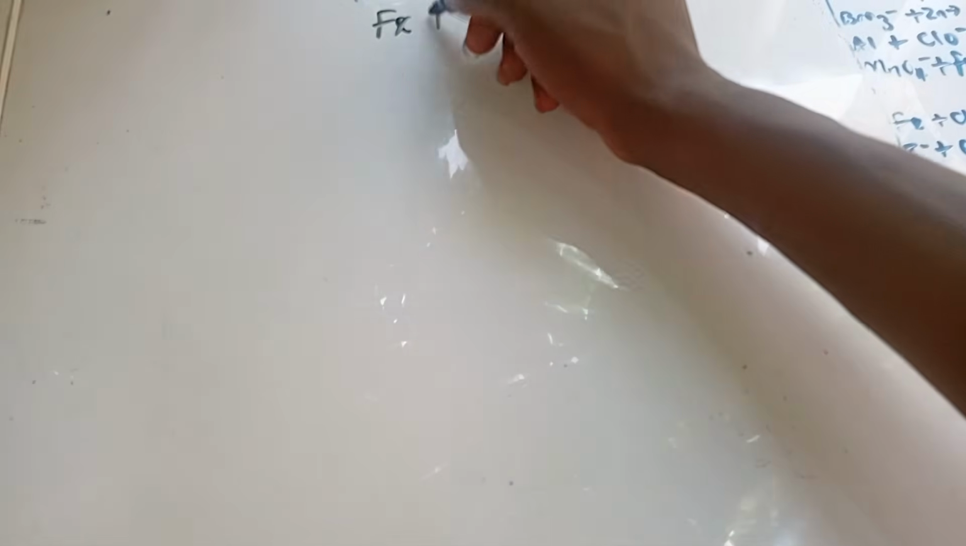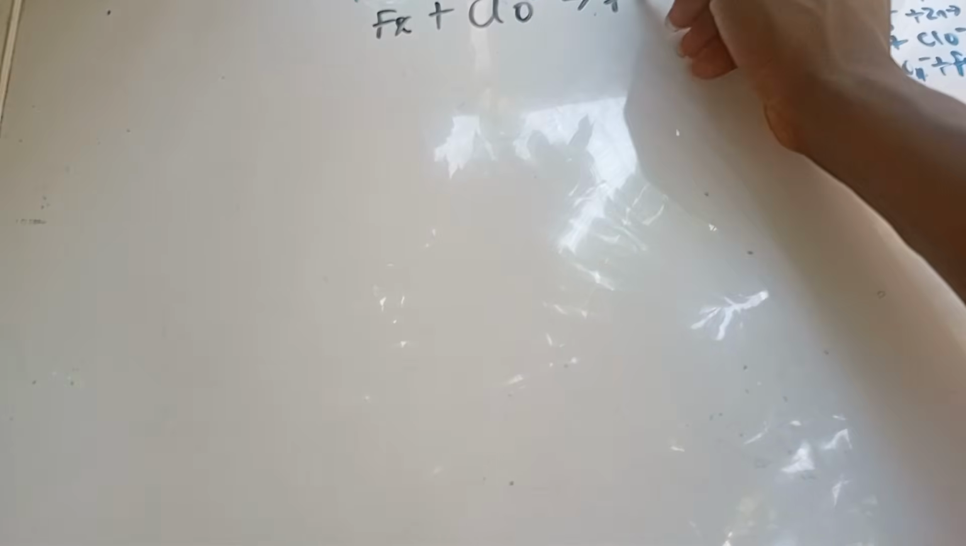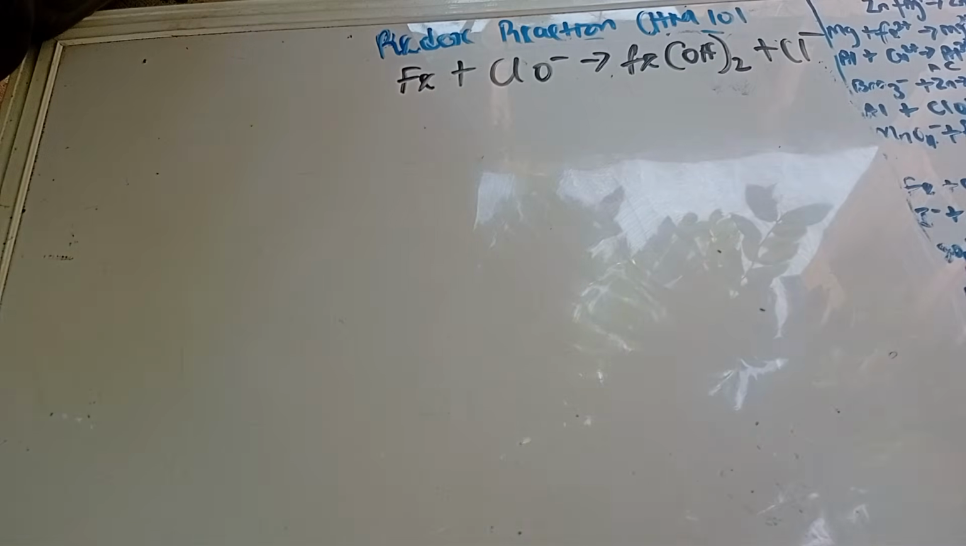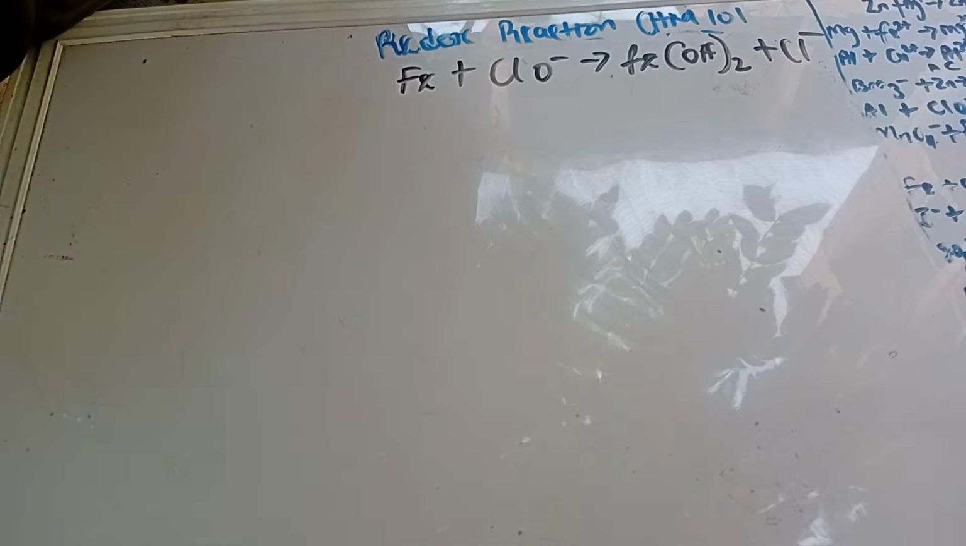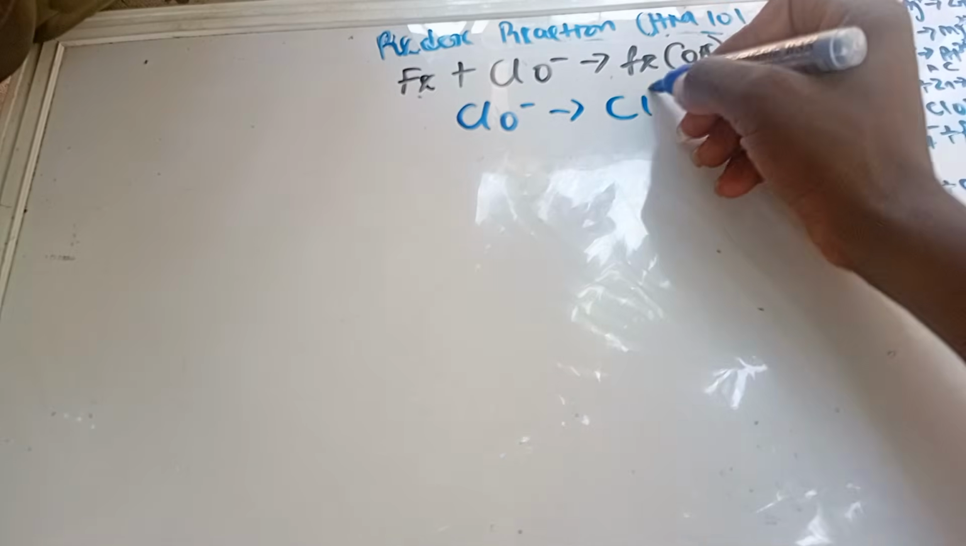Now let's move to basic medium. Let's say we have Fe plus ClO- to give us Fe(OH)2 plus Cl-. So that's the question. Cl is reduced obviously, since the oxygen is not here. And this one, Fe, is oxidized. So now we have ClO- to give us Cl-.